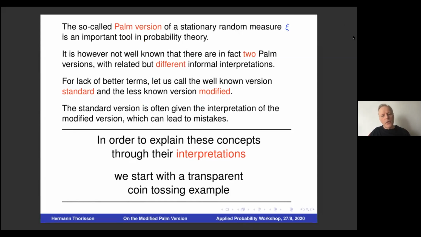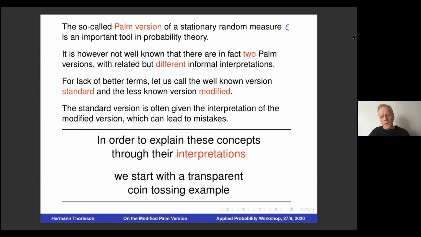The so-called Palm version of a stationary random measure, xi, is an important tool in probability theory, as some of you know. It is, however, not well known that there are two versions of Palm. They are related but different. And for lack of better terms, I will call the well-known one standard and the less-known version modified. The standard version is often given the interpretation of the modified one, and that can lead to mistakes.